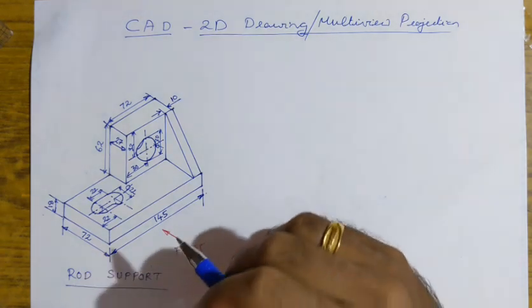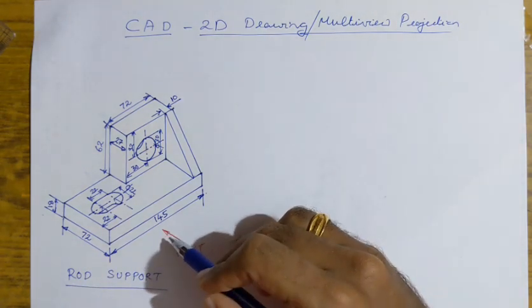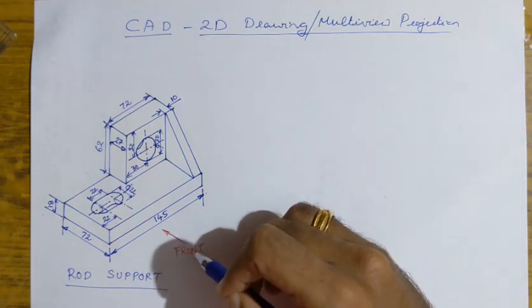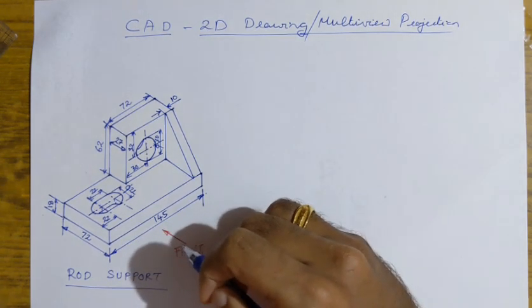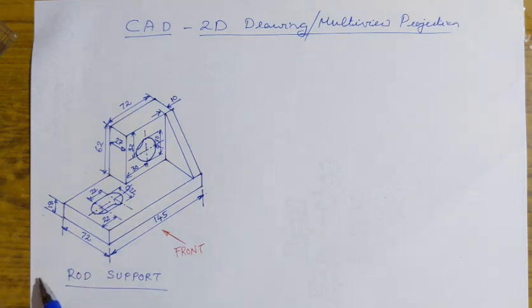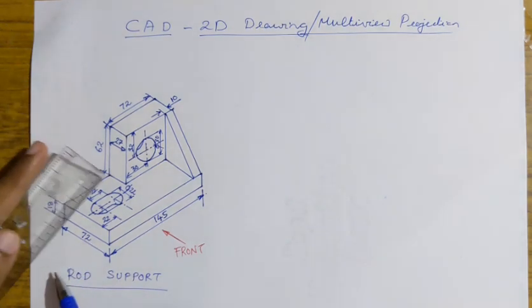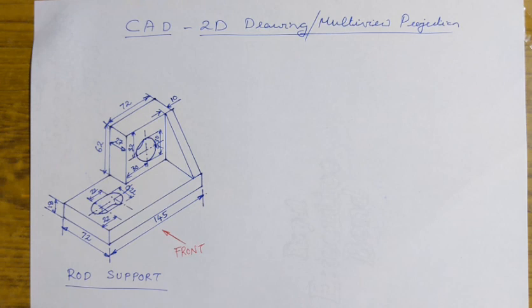The isometric view is given, and you are given the front direction, as looking from here. The arrow mark is shown in this direction. You can also have it in this direction also. So based on the question you will have to solve for it.